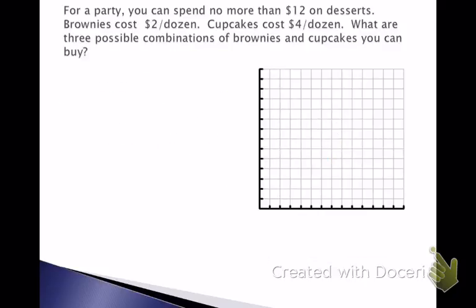All right. And then last but not least, a little bit of a story problem here. For a party, you can spend no more than $12 on desserts. Brownies cost $2 a dozen. Cupcakes cost $4 a dozen. What are 3 possible combinations of brownies and cupcakes you can buy?